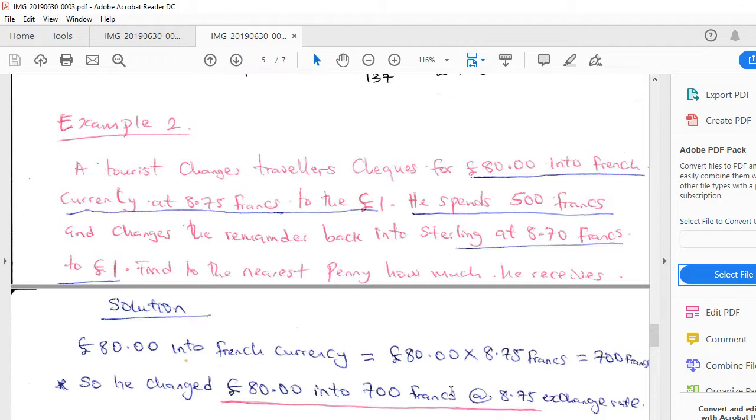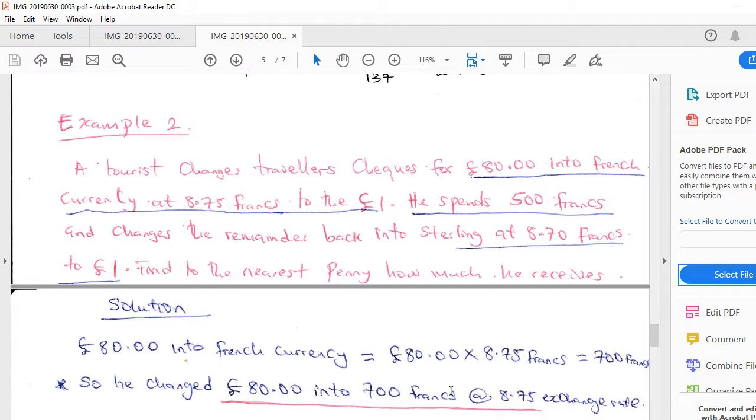Now the exchange rate at that point when he wanted to change it was 8.75 francs. So he changed the money at 8.75 francs. So when he got to France, he spent 500 francs, maybe for shopping, maybe for luxury. I don't know. The question is trying to tell us that he spent 500 francs and changes the remaining.